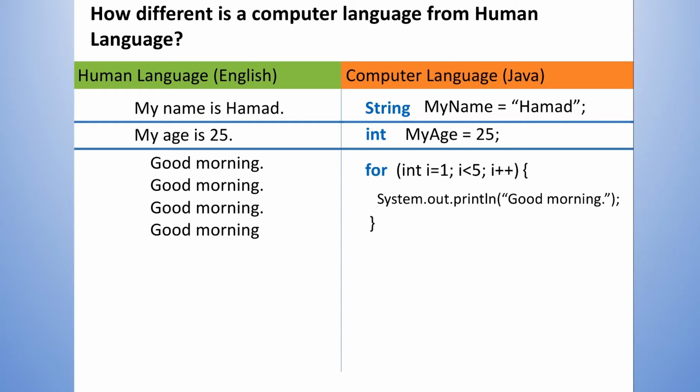That in programming is called iteration or looping. In human life, we repeat things by repeating them. In programming, we build a structure and it will repeat it for us as much as we want.